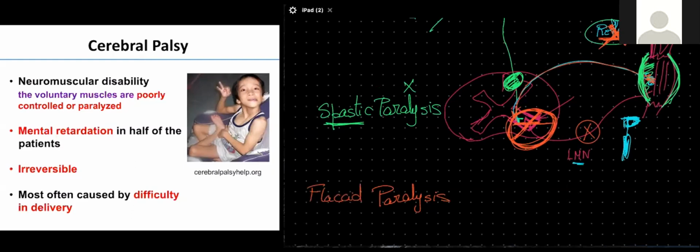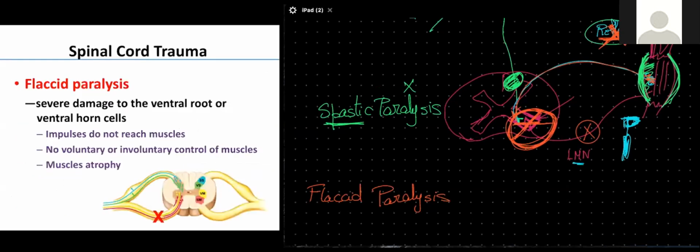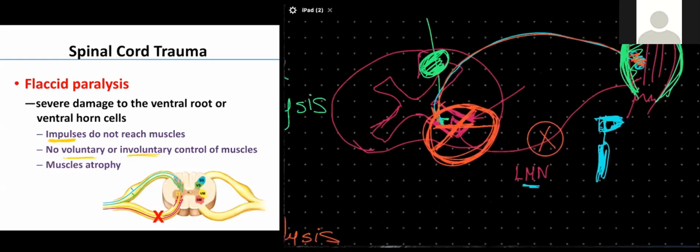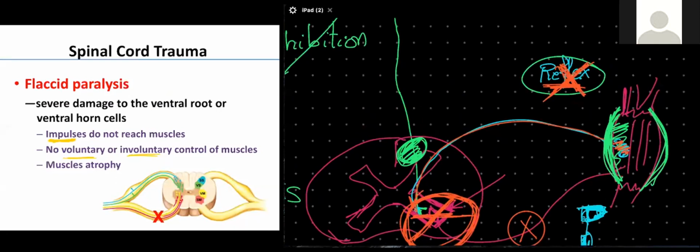So in a flaccid paralysis, what will I see? I see no impulses reaching my skeletal muscles. Do I have any control? No voluntary or involuntary control of the muscles. Neither reflexes nor voluntary control. So what happens over time, if those muscles are not performing any kind of contraction, they will atrophy. They will pass through atrophy.